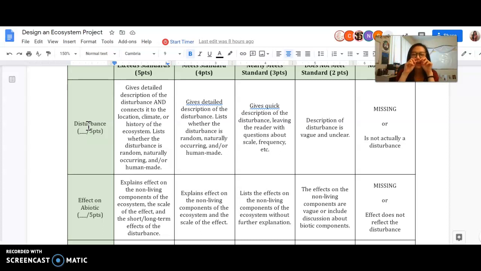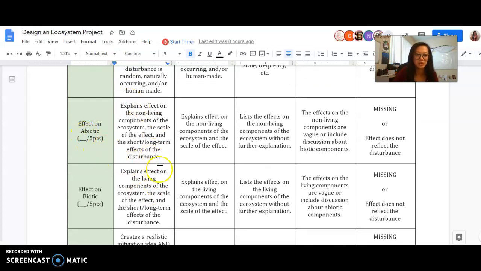So what I mean by that is like, if you created an ecosystem that is really wet and rainy and your climatogram shows that, you probably don't want to list something like a fire as your disturbance because it doesn't make sense in the context of your ecosystem. However, if you have a super dry ecosystem, that might be a cause for that, right? So make sure it makes sense within your ecosystem. And then you should also tell me whether the disturbance is completely random, whether it is naturally occurring, or if it's human-made.